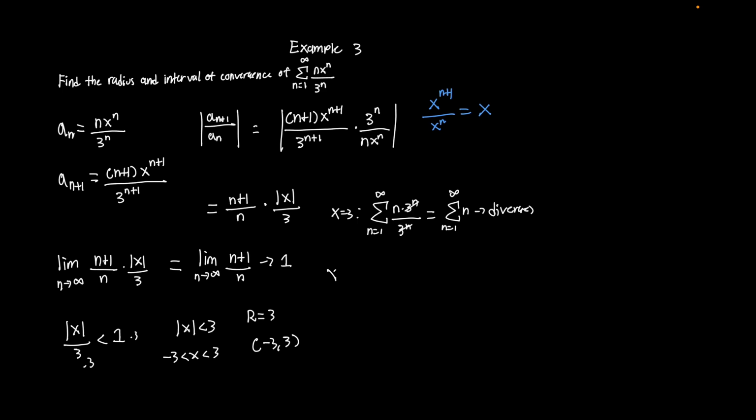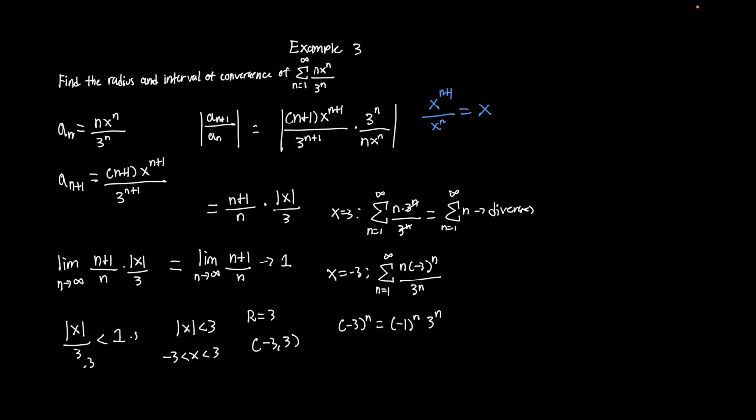Next, let's plug in the next endpoint, x equals negative 3. So we'll have the sum from n equals 1 to infinity of n times negative 3 to the n over 3 to the n. We can rewrite negative 3 to the n as negative 1 to the n times 3 to the n. Remember, negative 1 to the n is just an alternator, so we can just factor it out. All it does is change the sign: plus 3, minus 3, plus 3, minus 3.